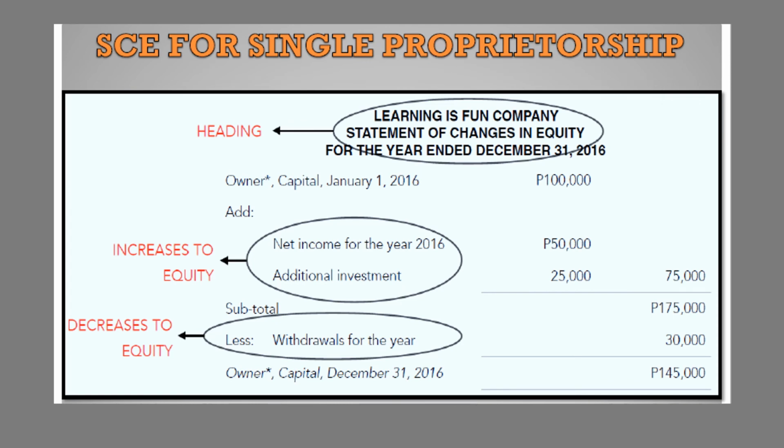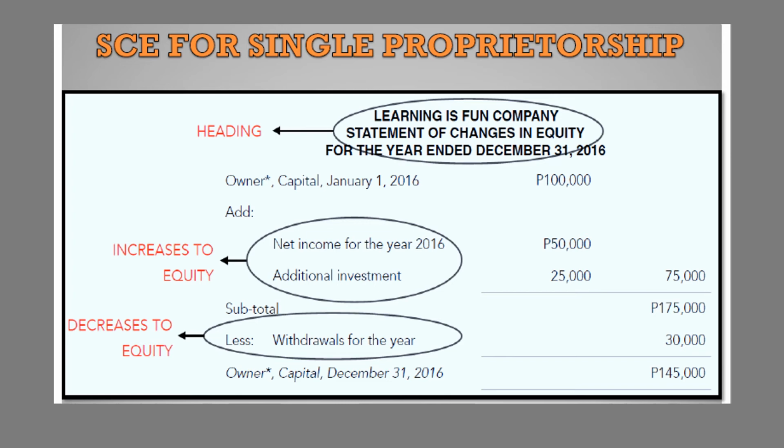So I have here the label of each part. We have the heading and then the increases to equity. Analyzing this, ang owner capital natin ay 100,000 pesos. Mag-a-add tayo ng mag-i-increase equity, yung net income nga at saka additional investment. In this case, we have 50,000 for the net income, 25,000 for the additional investment, a total of 75,000 pesos. So, meron tayong subtotal na 175,000 pesos.